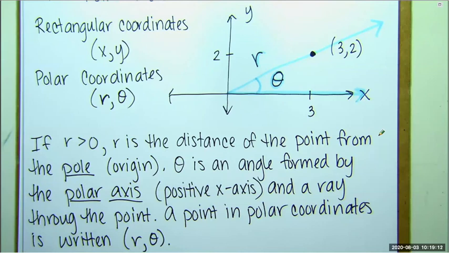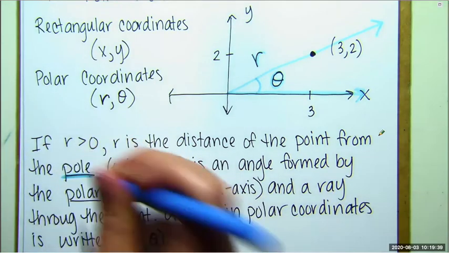Okay, so if r is greater than 0, r is the distance of the point from the pole. We're going to call the origin the pole. Theta is an angle formed by the polar axis. We'll use the positive x-axis and a ray through the point. A point in polar coordinates is written r, theta. It's always written in that specific order, r, theta, not the other way around. So not theta, r. Sort of like rectangular coordinates is always in the order x, y, not the other way around. Let me draw your attention to a couple things.